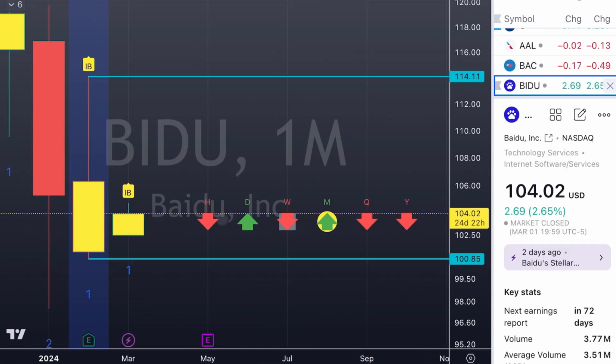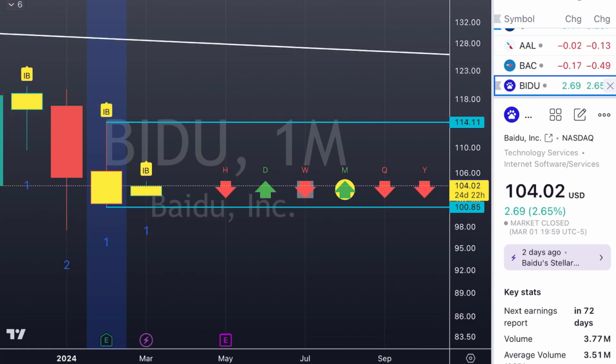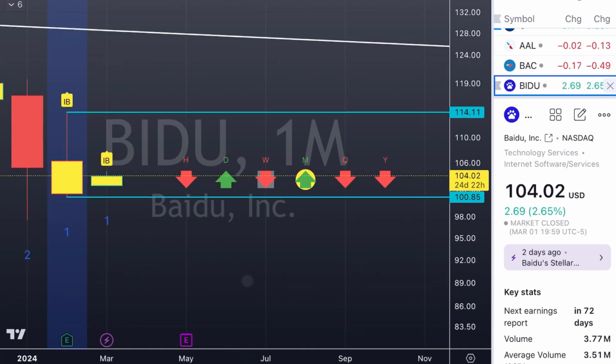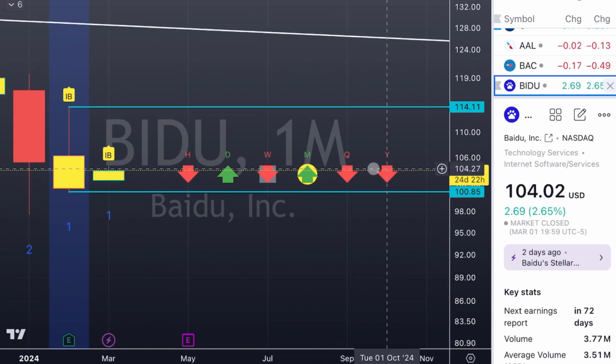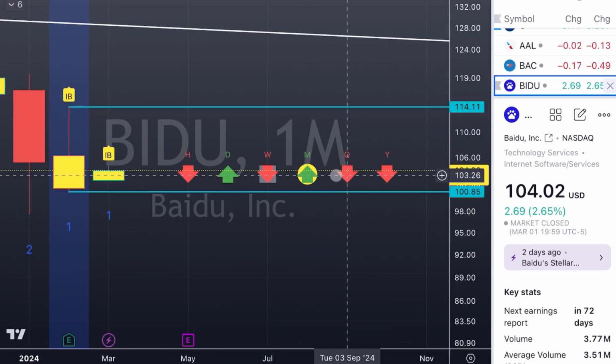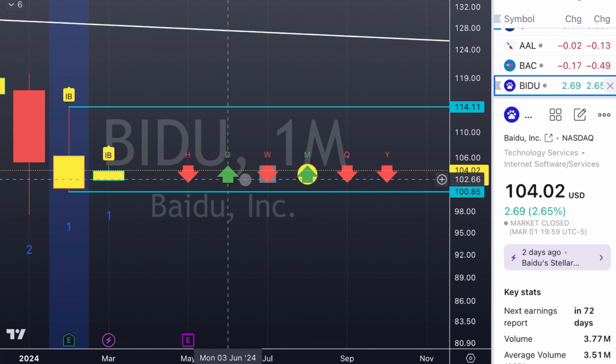We look at BIDU with the inside bar, not quite a shooter candle. I like to see this wick 2 times the length of this body. So we need this wick to be a little bit longer, this body to be a little bit shorter, but it's pretty darn close to a shooter candle. We can look for calls at 114.11, or we can look for the puts at 185. And again, if we trend down on Monday, this is going to be red. This is going to be red.